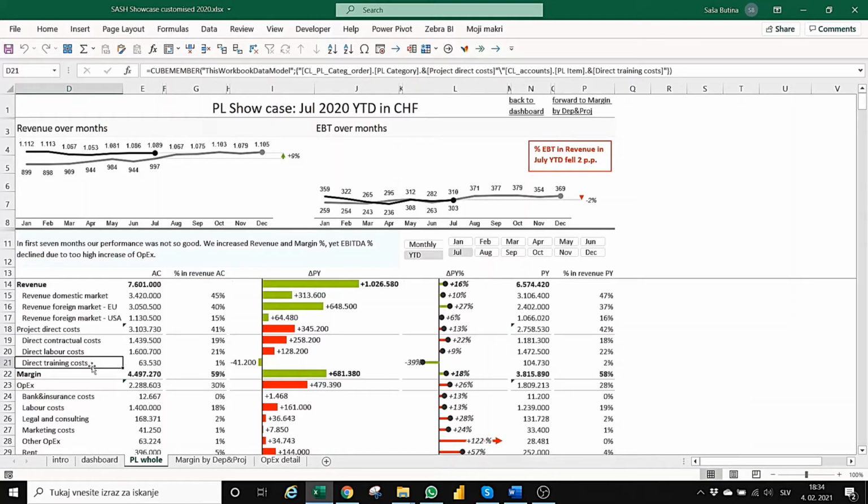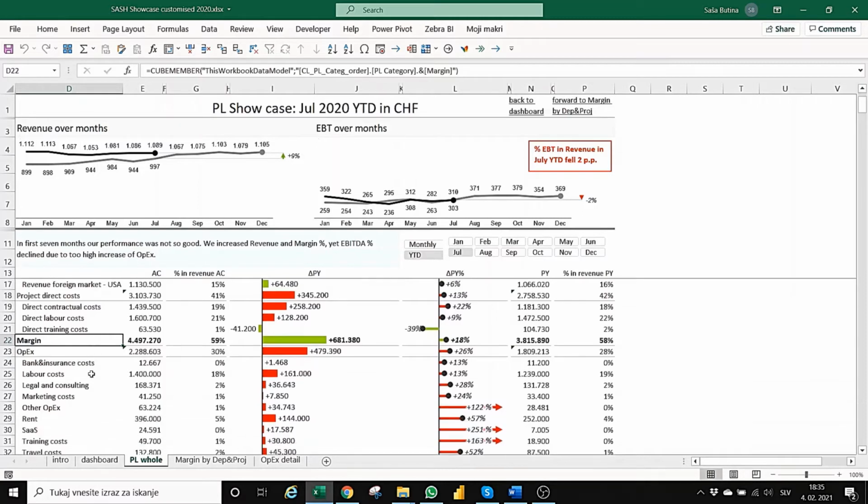And now if we deduct project direct costs from revenue, we get margin, profit margin. And this should be the first KPI we look at when we monitor the performance of an individual project. In essence, each project should be in the long term positive at this level. It means it should create some margin in order to make a contribution to covering operating expenses.